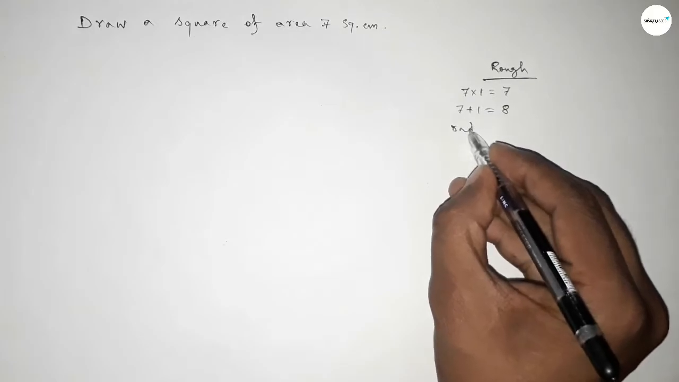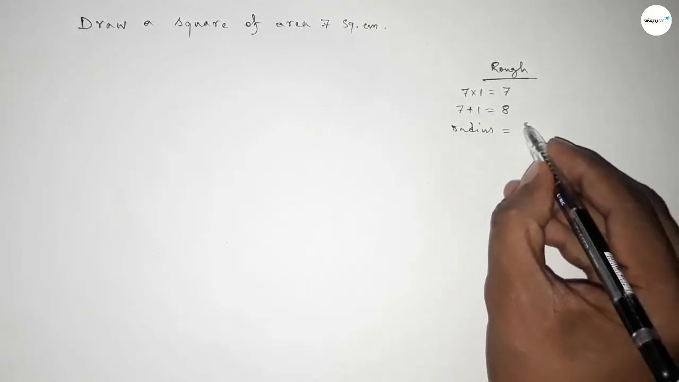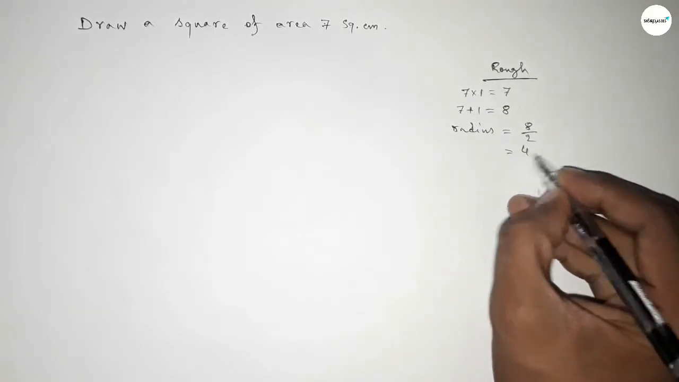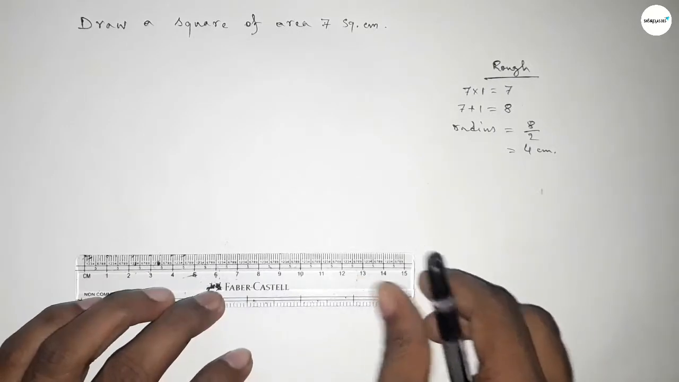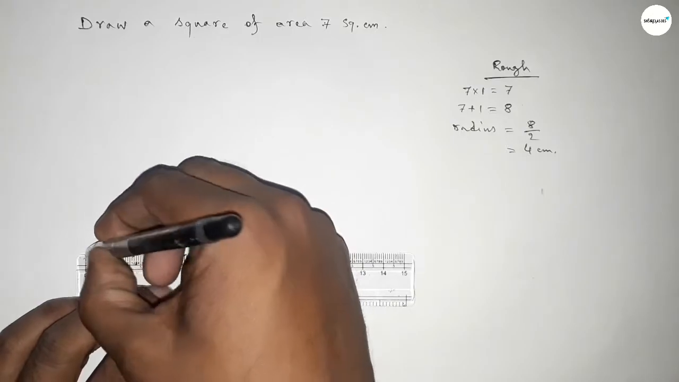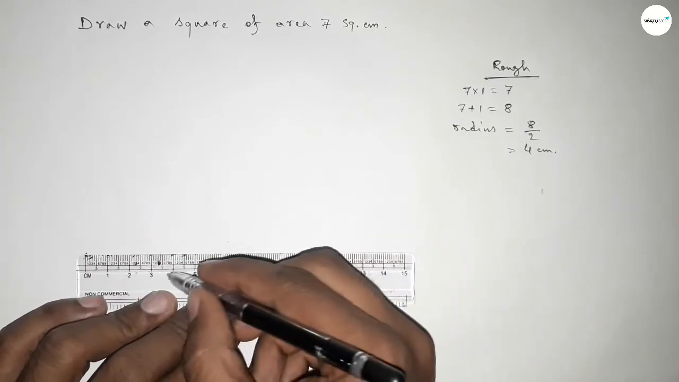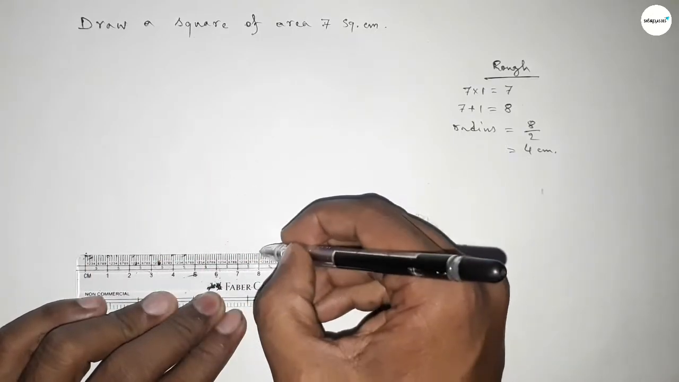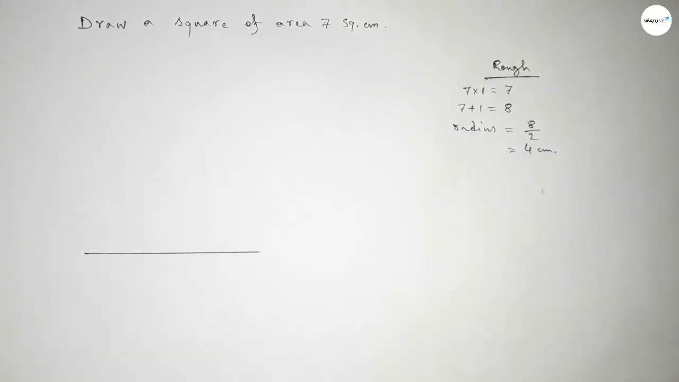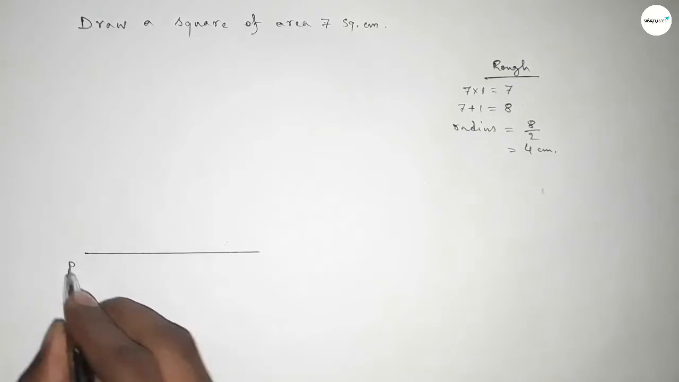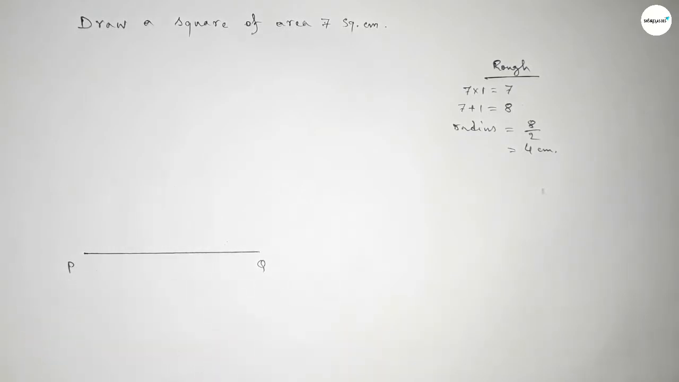So radius of a semicircle, so we have to draw here a semicircle with radius 4 centimeter. Okay, so first we have to draw here a diameter 8 centimeter. So first drawing here a line of length 8 centimeter, which is the diameter of a semicircle. So we have to draw here a semicircle. So this is PQ line.